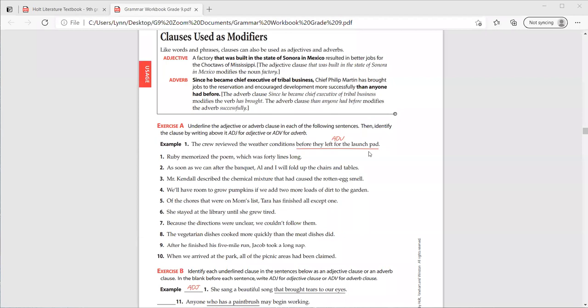The boy grew tall. Tall modifies the boy. The boy grew quickly. Of course, quickly modifies grew. All right, next we have phrases that are used as modifiers. Just like one-word modifiers, phrases can also be used as adjectives and adverbs.